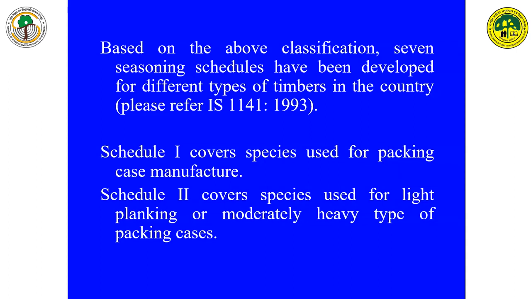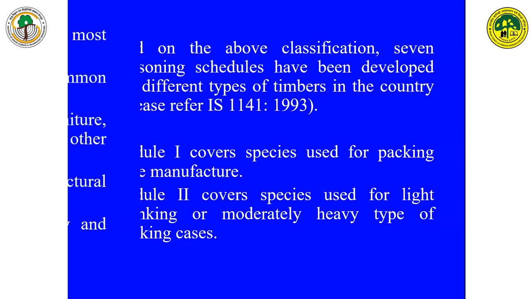That is a guide chart which a kiln operator follows with the help of a manager, who has enough knowledge of wood science and technology and permeability of wood and seasoning schedules. Then that person guides the kiln operator, and the kiln operator with his experience operates the kiln very nicely. Then schedule second. Just go through the literature provided in this training material. The schedule second covers species used for light planking or moderately heavy type of packing cases.